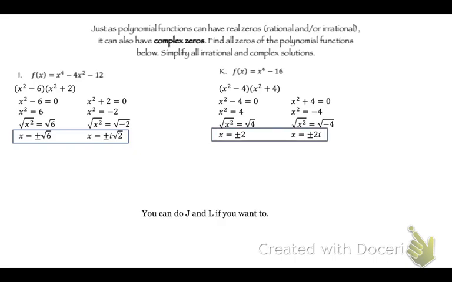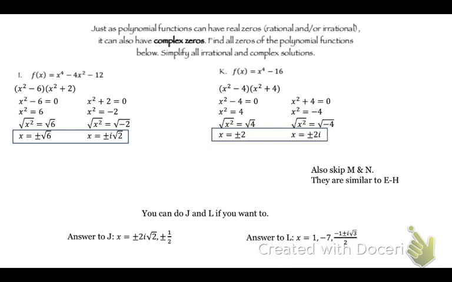Okay, you can do J and L if you want to. Those are the answers there. It looks like you had to use the quadratic formula for L. Okay, also skip N, M, and F. They're similar to those other ones. Okay, or M and N. I don't know what I just said.